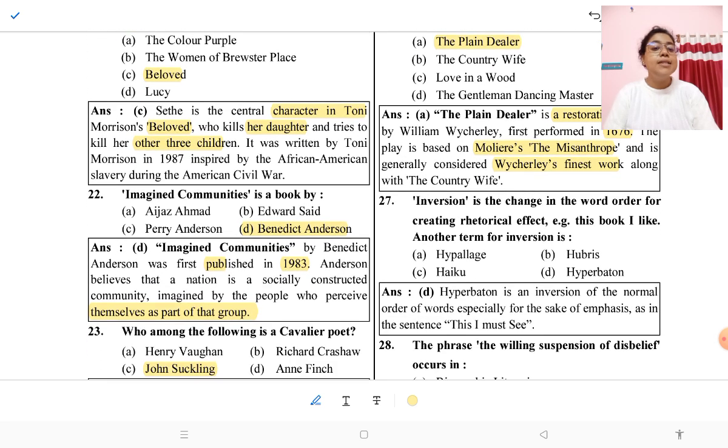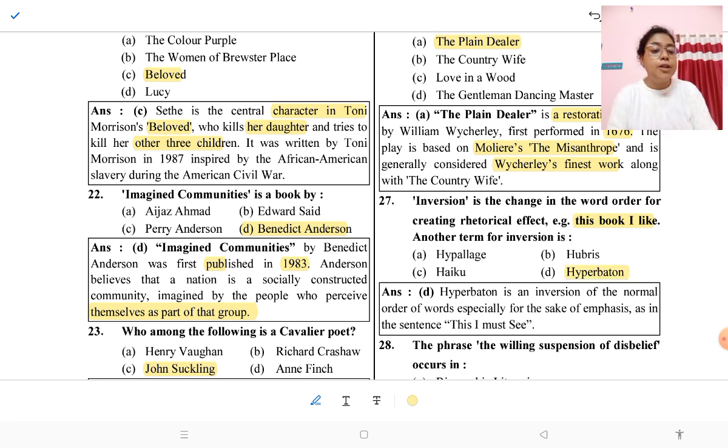Then, inversion is the change in the word order for creating rhetorical effect. So what is inversion? In this question it is said that it is a change in the order of the sentence. It is like, this book I like, so it should be I like this book. And another term for inversion is hyperbaton.